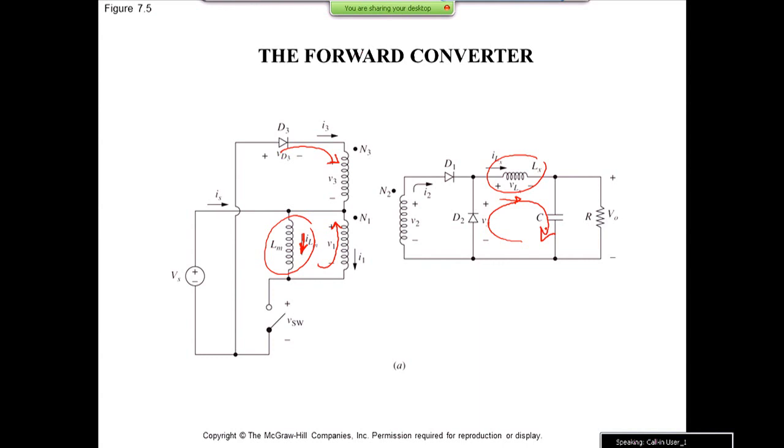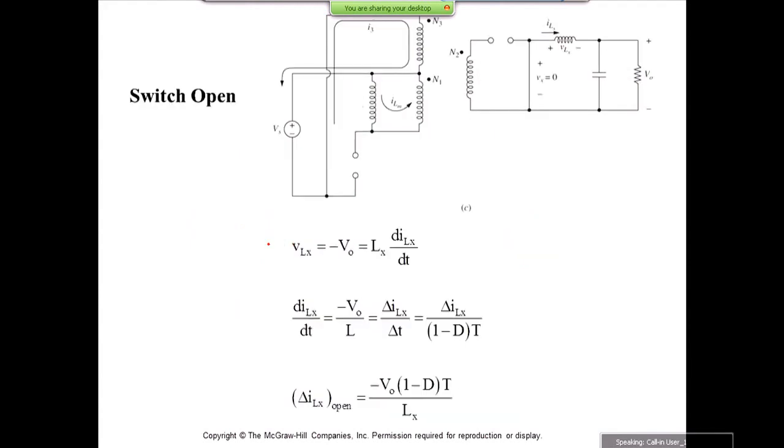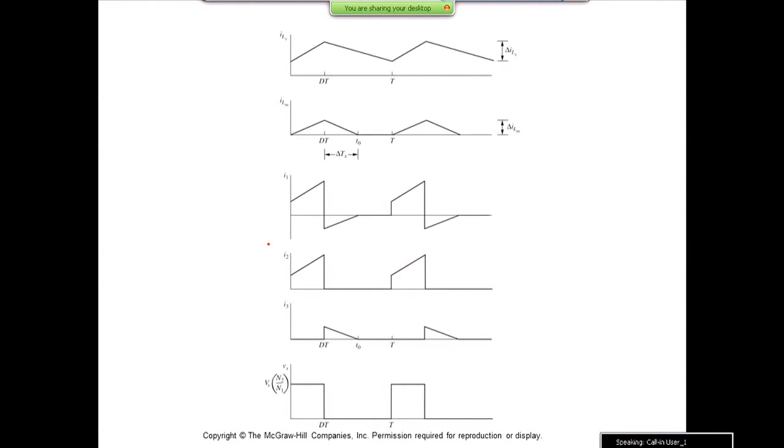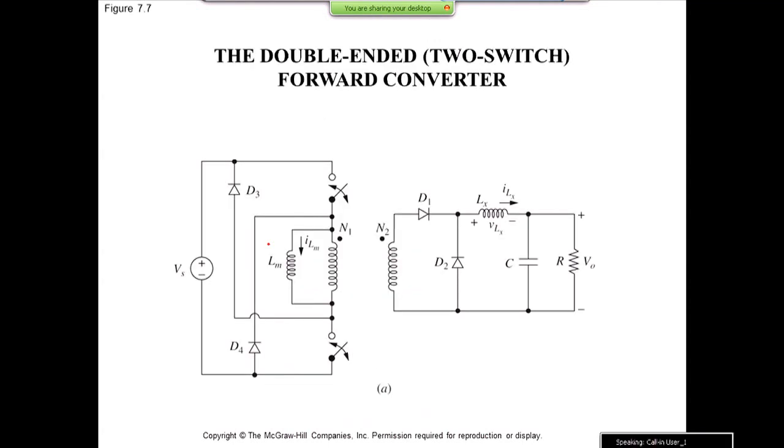And the way we design the system is we make sure that this guy operates under continuous conduction mode, but this guy is always de-energized before the next period starts. So that's what we did. We looked at some of the important waveforms, and we had actually a numerical example for this. This topology we did not discuss in our class.